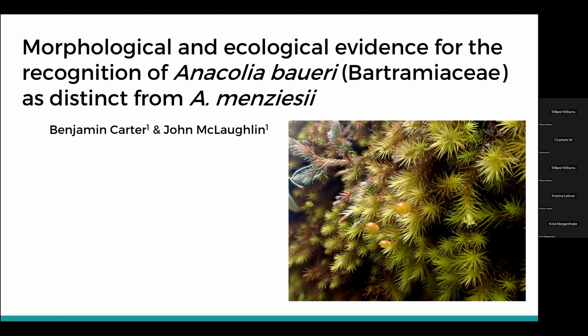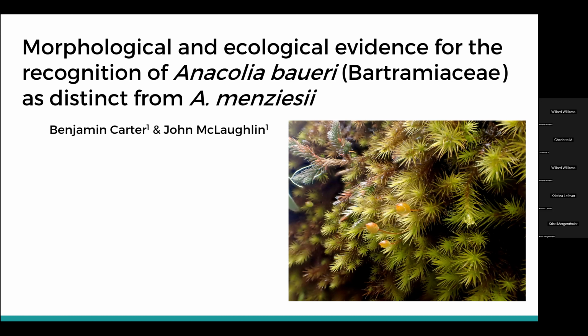I'm working on this project with my advisor, Ben Carter. What got me interested in this project before I delve into it is that Anacolia menziesii and baueri is a species that I came across commonly within my floristic study of the state park. But it is a pain to identify, and it's a pain for all bryologists because it rarely produces capsules. And as far as we know, capsules are the only strong character in distinguishing these two species from each other.